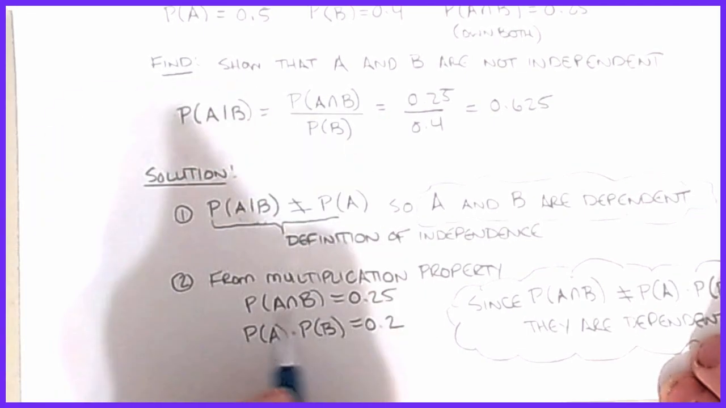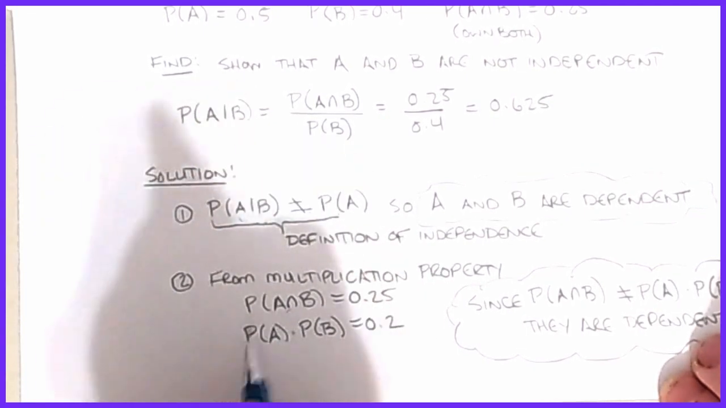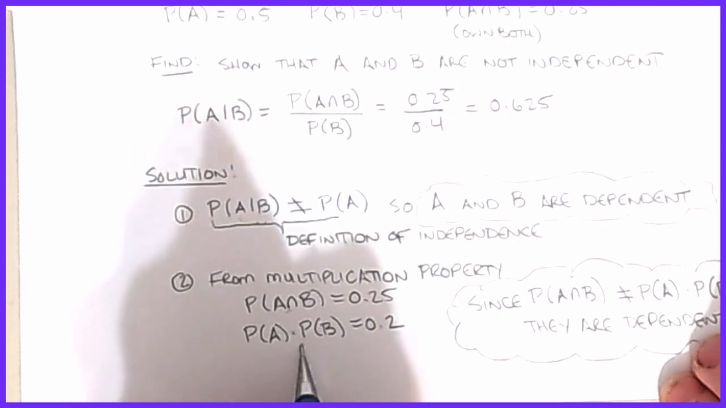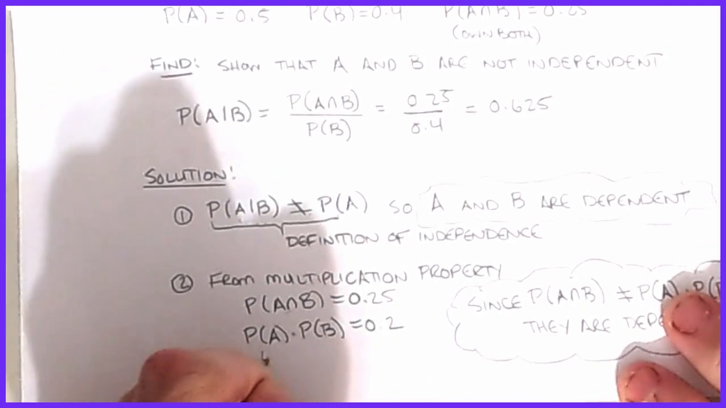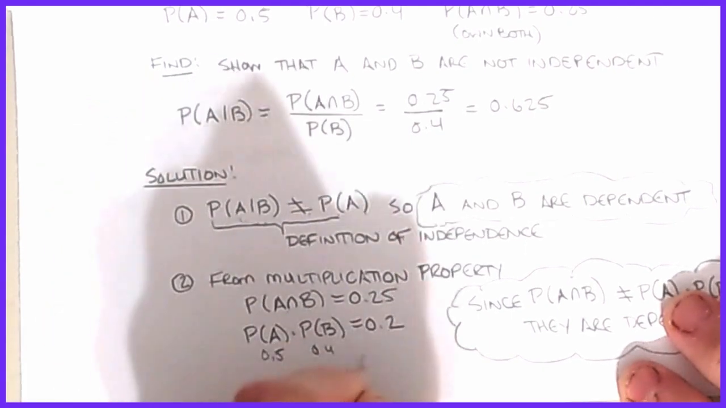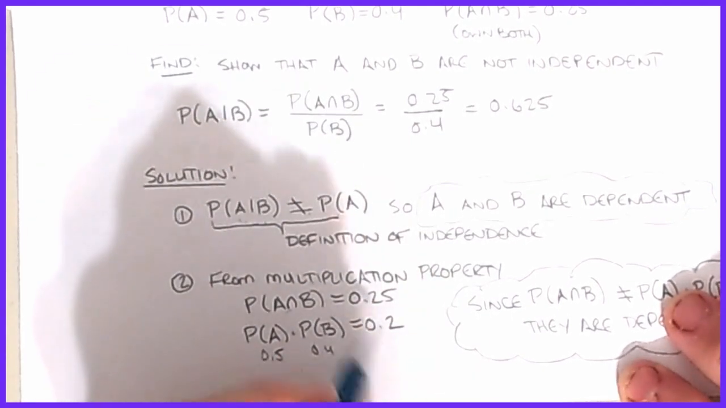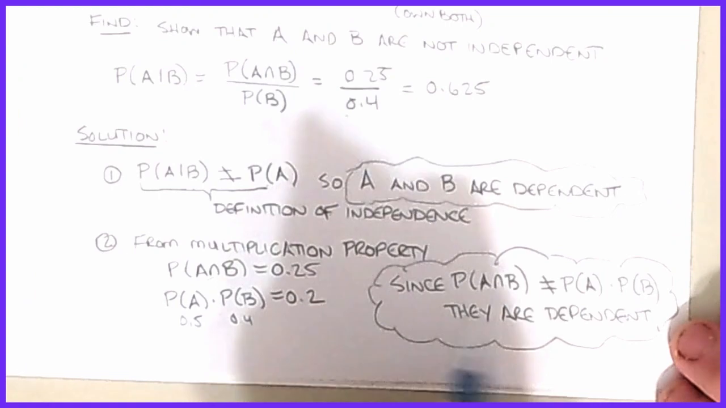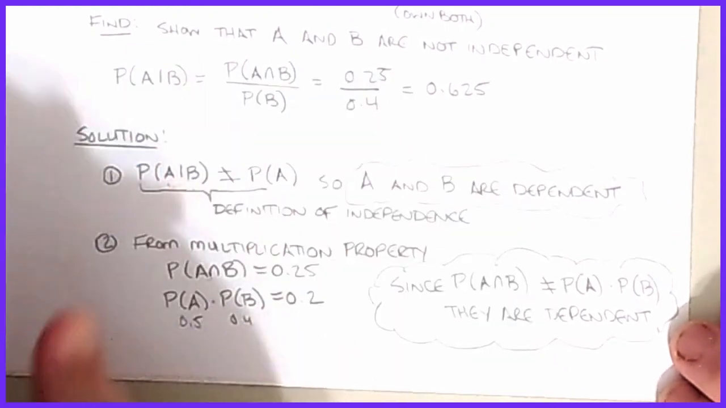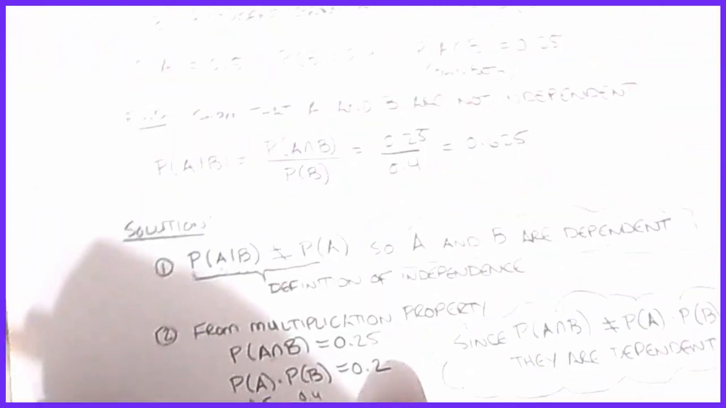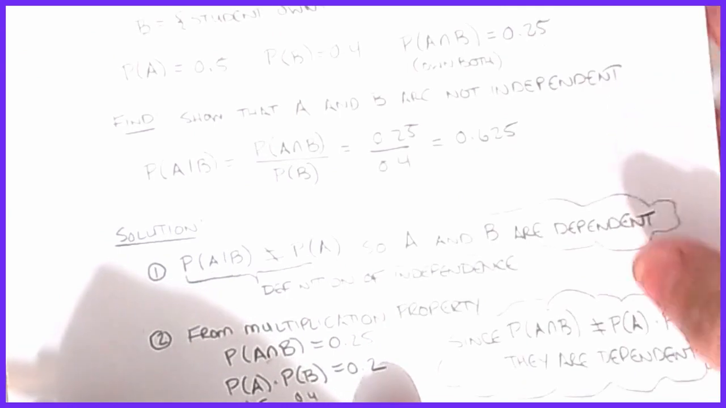Okay, well, if these are independent, then this probability should be the same thing as probability of A multiplied by probability of B. In that case, this is 0.5, and this is 0.4, which gives me 0.2. Those two numbers are not equal, so clearly they are dependent on each other. They are not independent. So those are some of the things that we can start to do.